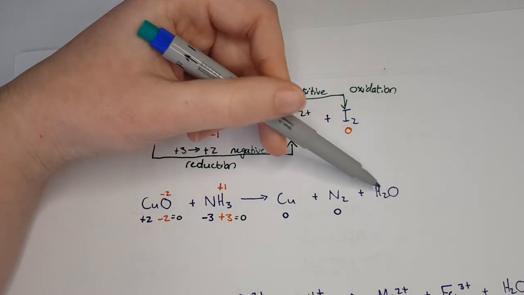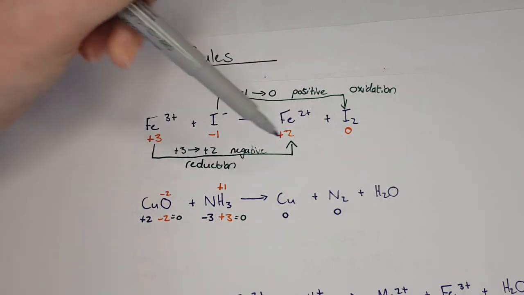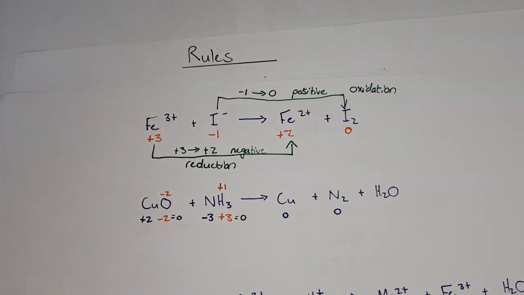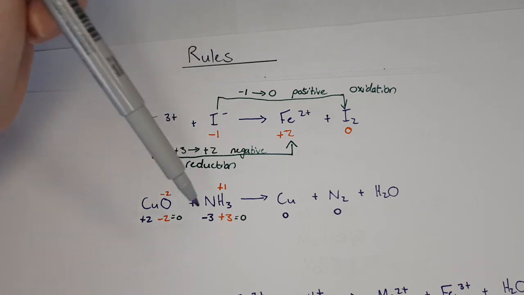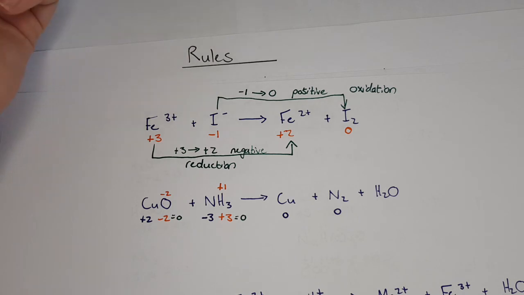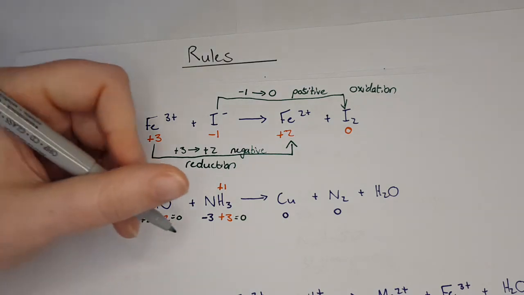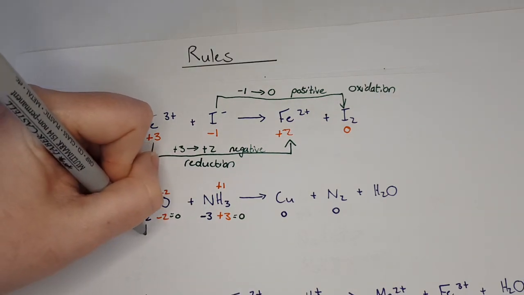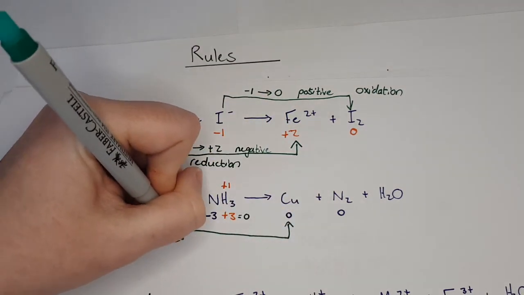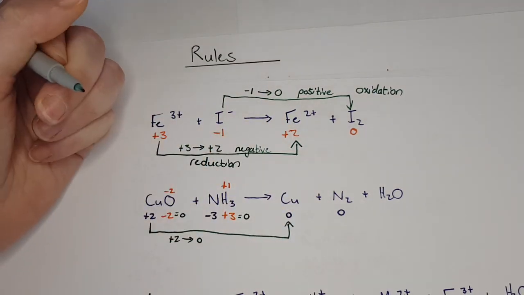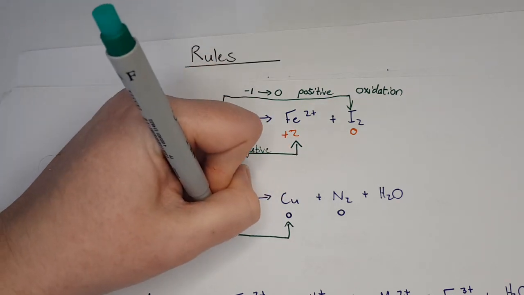And then water, in any equation like this, we don't have to worry about because it is not involved in the redox reaction. So we only look at the elements that are not hydrogens and oxygens. So now I've worked out my numbers. Now I can see copper is going from +2 to 0. So it is getting negative.